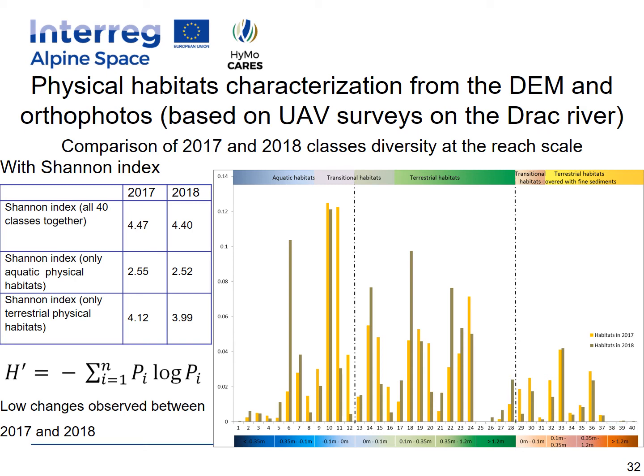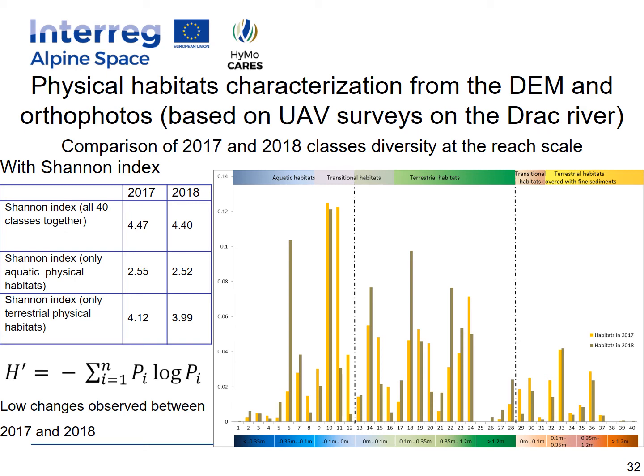We calculated a diversity indicator of these physical habitat types in 2017 and 2018. The values can be seen in the table on the left, which is here the commonly used Shannon index. The formula is given under the table. We can conclude that values are very close to each other in 2017 and 2018 when considering all the physical habitat types together and when studying aquatic and terrestrial zones separately. It means that low changes can be observed in terms of physical habitat conditions between these two campaigns.